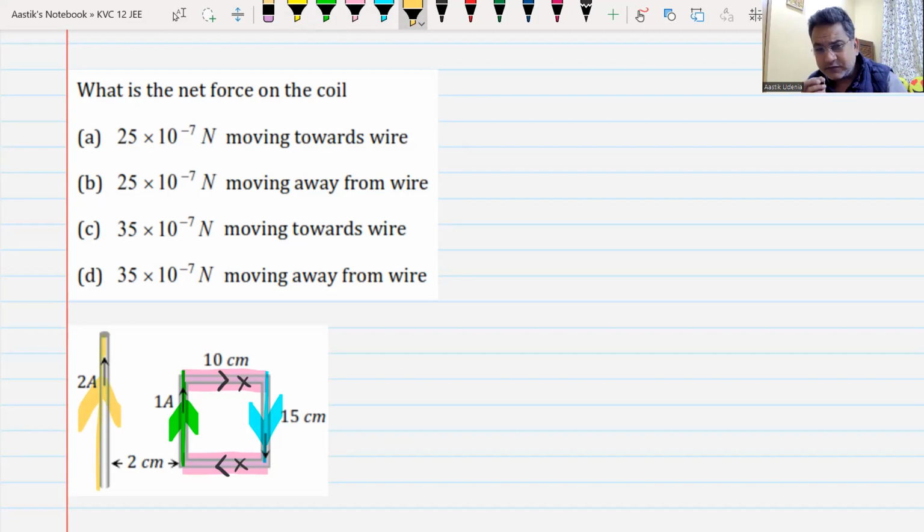Will it be attractive? Will it be repulsive? Attractive. Two wires which carry current in the same direction will always experience attractive force. So this wire will be experiencing attractive force in this direction. Let me call this F1. What will be the value of this F1?